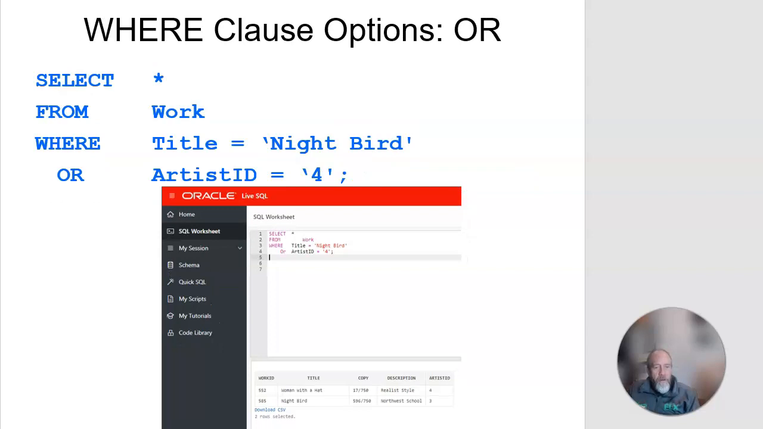You can also do an or, and again, this works just like good old and or. It's not anything tricky. And you're going to get both the Nightbird and artist 4.